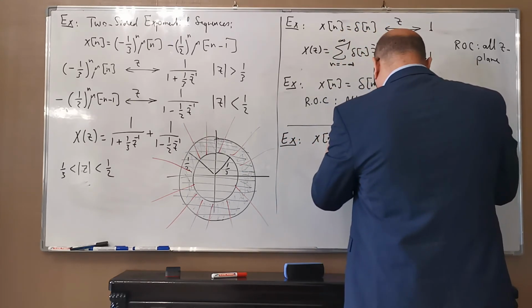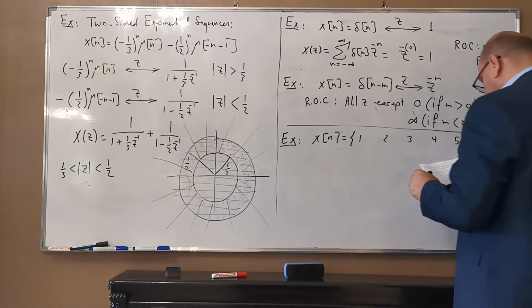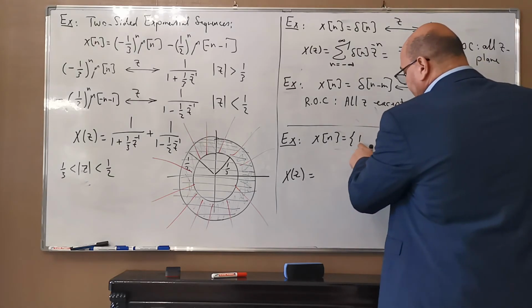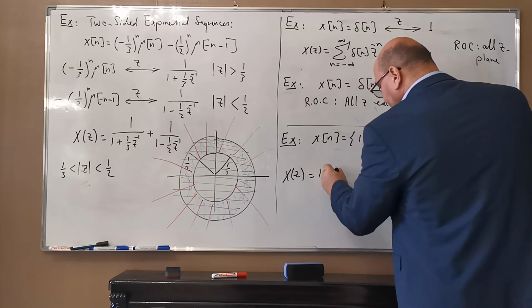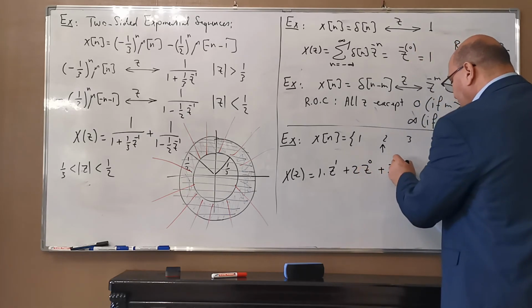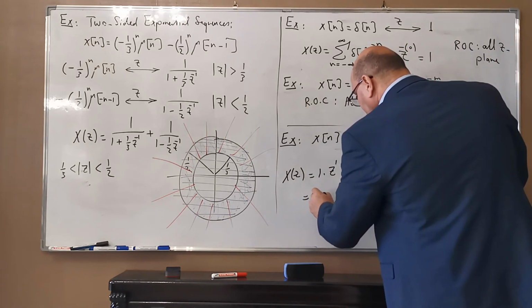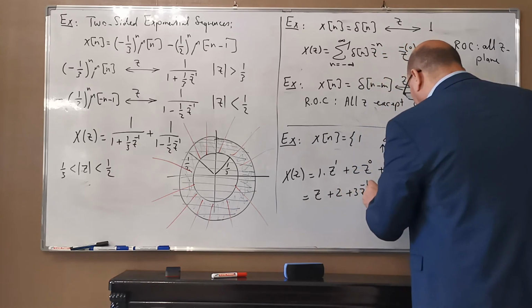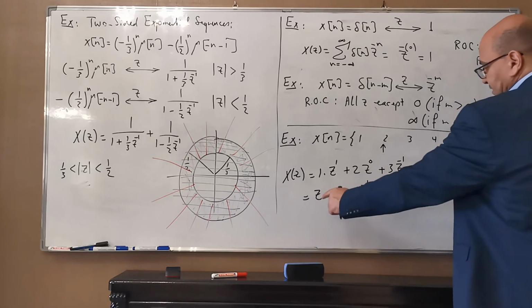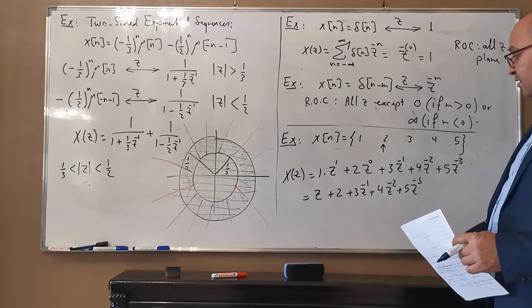One more example. If we have x of n equal to 1, 2, 3, 4, and 5, this is just an example to demonstrate a finite length sequence. Let's assume that this is our 0 here. So my X of z is equal to 1 times z to the power 1, plus 2 times z to the power 0, plus 3 z to the minus 1, plus 4 z to the minus 2, plus 5 z to the minus 3. So this is z plus 2 plus 3 z inverse plus 4 z to the minus 2 plus 5 z to the minus 3. It's a very nice polynomial. Positive powers mean you have negative indices, and negative powers mean you have positive indices.